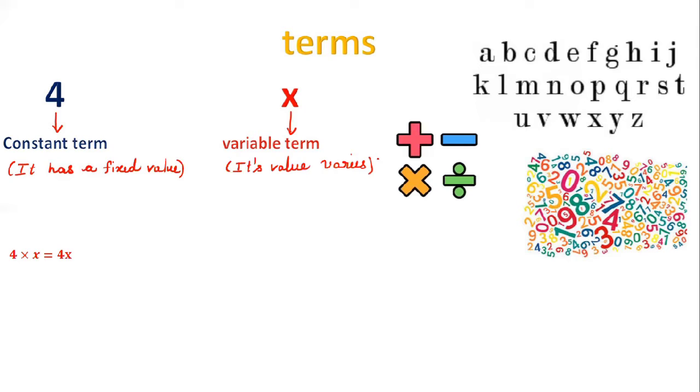Now 4 into x, 4 multiplied by x, we write it as 4x. This is considered as one term. 4x is one term. 4 divided by x, that is 4 by x, this is also considered as one term.